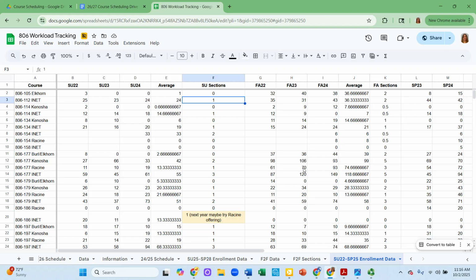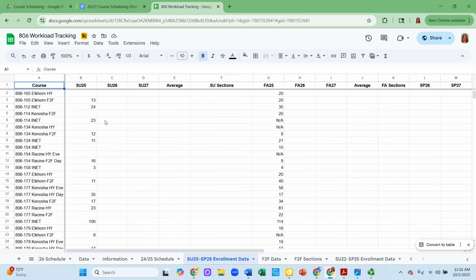Now, in the sciences, we did make a major change where we started offering a lot more face-to-face sections. So I collected that data in a separate 3-year enrollment data tab. It's just more ways that I keep track of this, and then we'll see where those face-to-face sections end up after trying to offer them multiple summers in a row or falls and springs in a row.